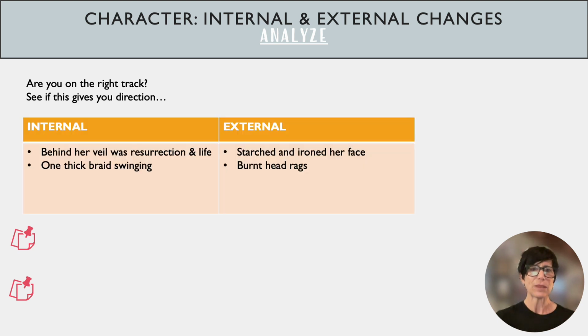So internally, you see that Janie is behind her veil. That very black, expensive barrier that she's talking about is her funeral veil. And behind that veil, she's resurrected. She is coming to life. She's feeling something that she has not felt in a very long time. And then we see in that second paragraph that she's taken off all the rags, burned all of those rags, and just has this one thick braid that she has just swinging. So you've got this very lively swinging and movement and resurrection and freedom.